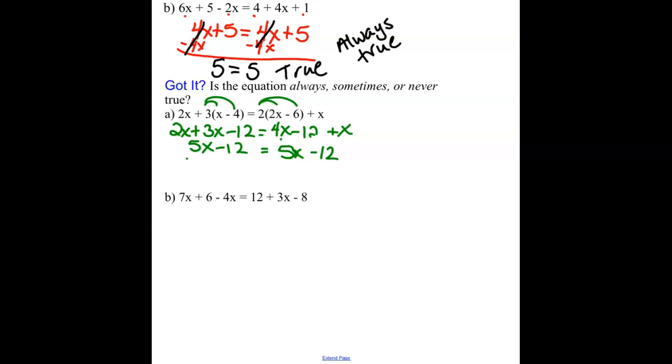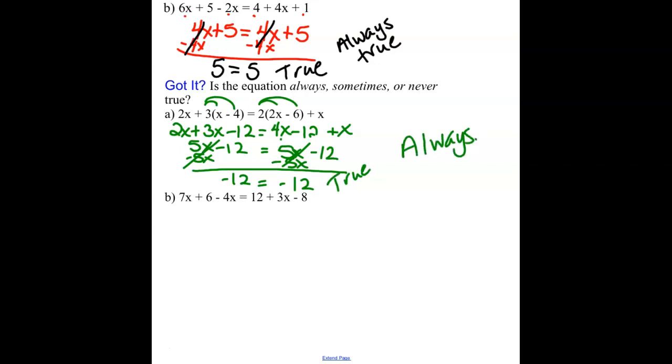Getting our variables to one side, we could subtract 5x from both sides, but that makes our variable disappear. And what we have left is negative 12 equals negative 12. Since this is a true statement, we're going to say this is an always situation. There's an infinite number of values that we can plug in for x that would make that work.